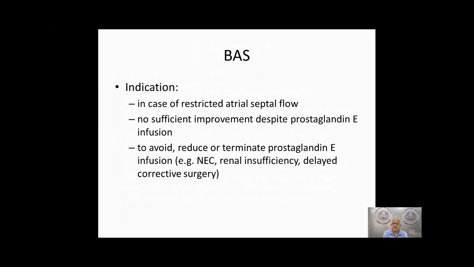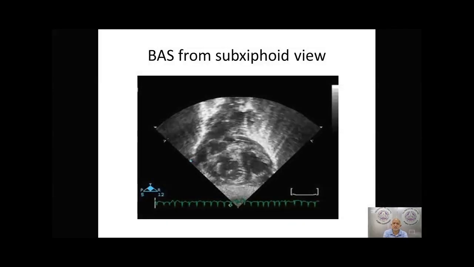Despite the patient having a PDA, if the septum is intact and the ASD is restrictive, the patient often develops acidosis. In case of restrictive ASD, balloon atrial septostomy is necessary, mandatory, and a life-saving procedure. No sufficient improvement despite prostaglandin infusion indicates that mixing between the two parallel circuits is not good, and we need to do balloon atrial septostomy. One could also use this procedure to reduce or avoid prolonged prostaglandin infusion in such children.